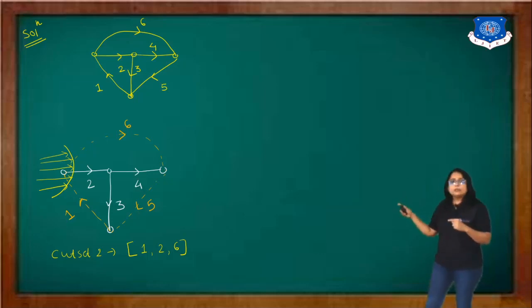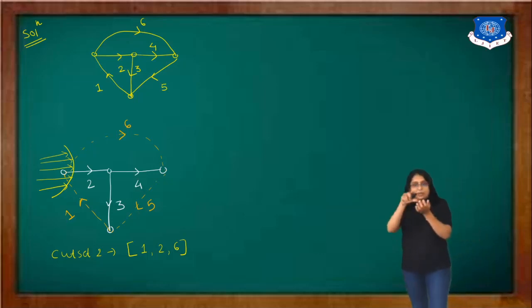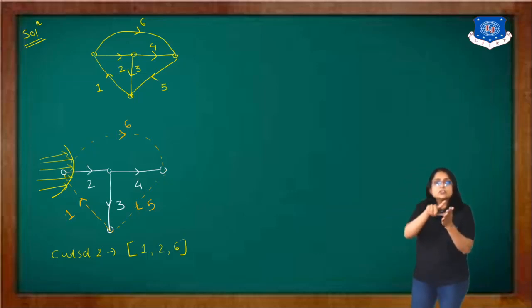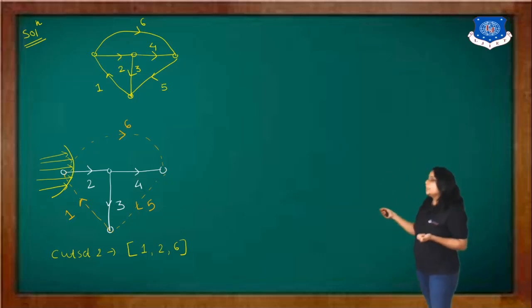Now, in the cut, how many branches are cut? 1, 2 and 6. See, the radius of this arc is not fixed. If you want to take it small, it is alright. If you want to take it big, that is okay. So here, for cut set 2, the branches are 1, 2 and 6.